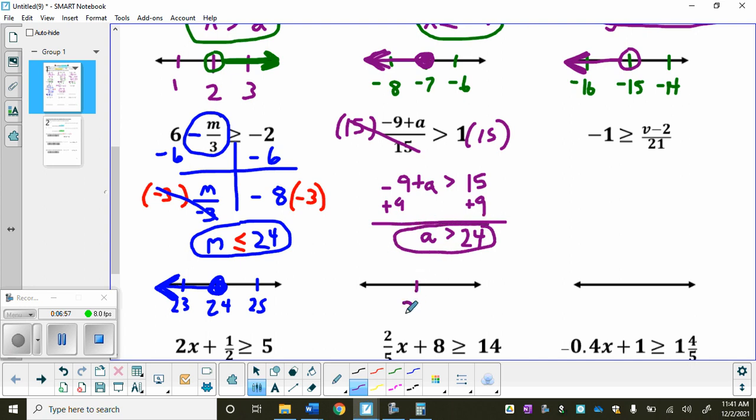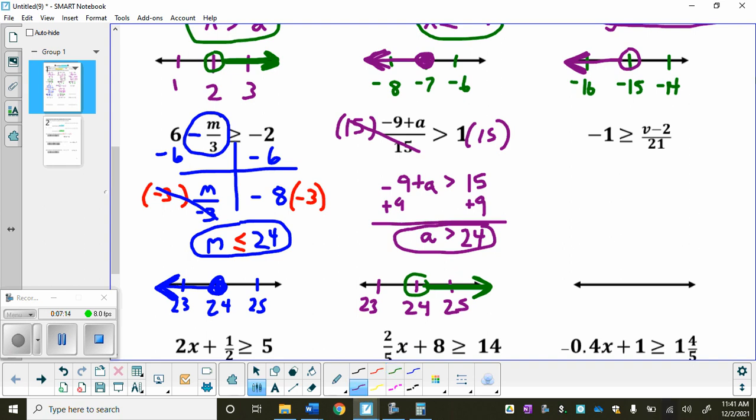So here's a 24, similar number line to what we just built over here. We'd have a 25 on this side, and then we have a 23 over here. So for greater than, we're going to have an open circle, and we're going to shade this way, so a is greater than 24.